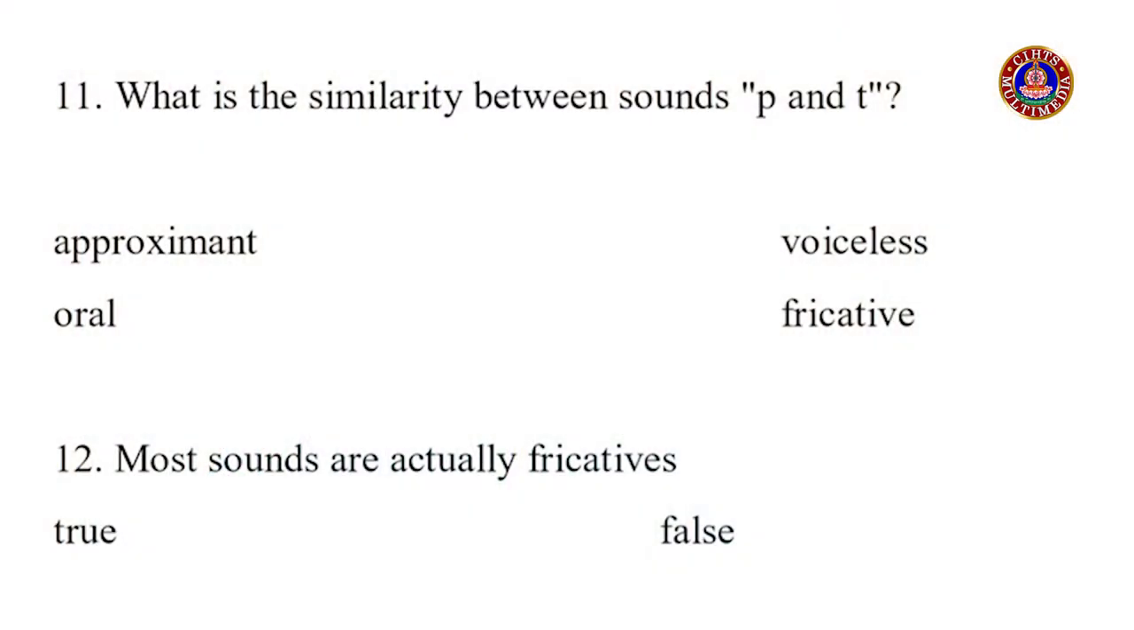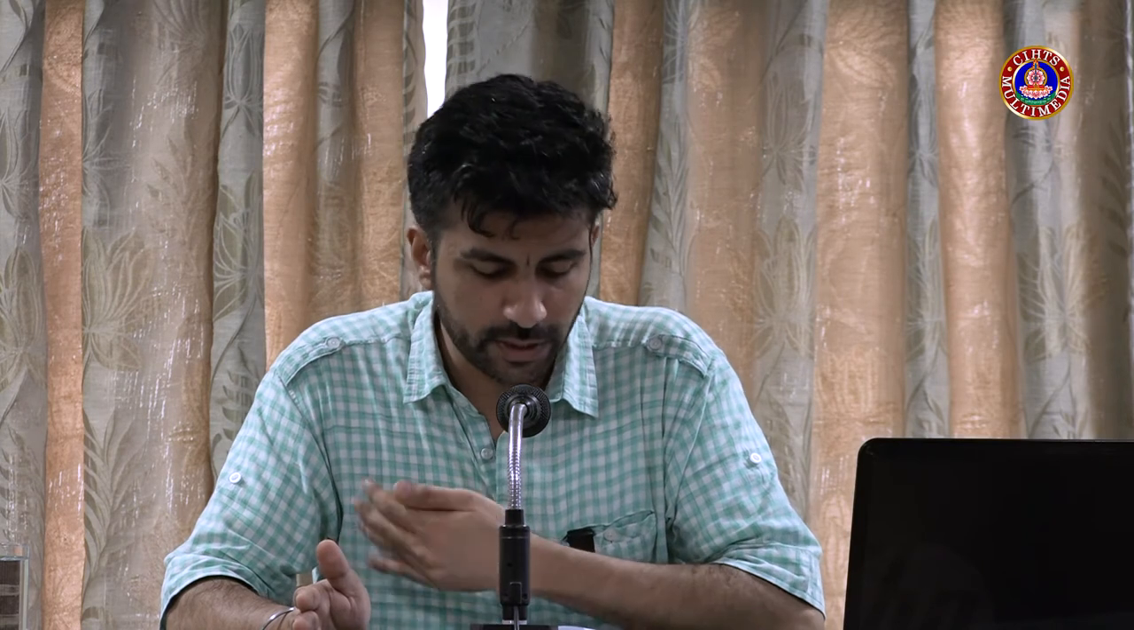The last one: what is the similarity between sounds P and T? Well, you tell me. Both of them are voiceless, yes. Both of them are oral is also correct, by the way. Approximant is not correct. Fricative may be, like F or V, where the sound comes out with difficulty, but P and T are not. P is a stop, so both of them cannot be fricatives. They are voiceless.